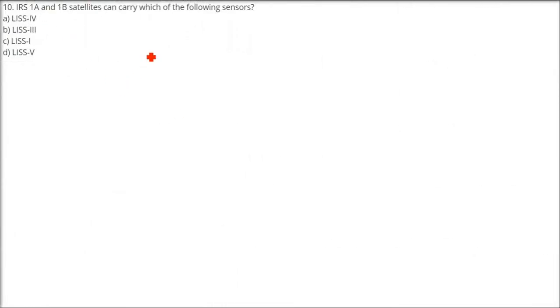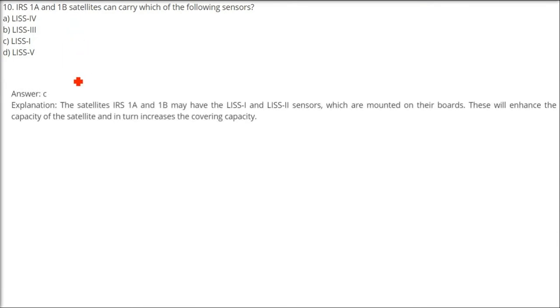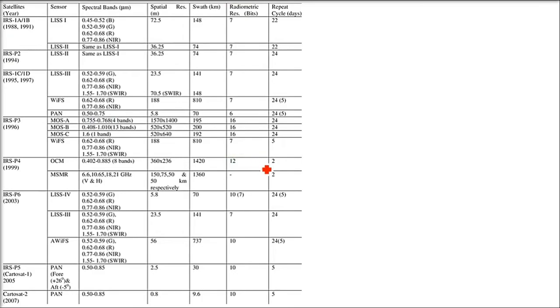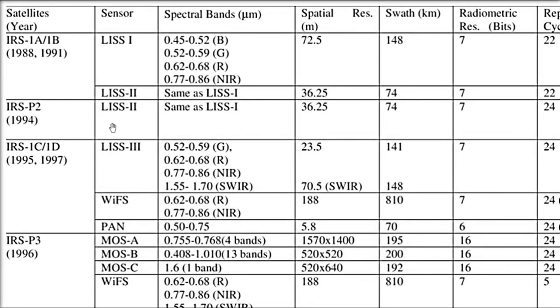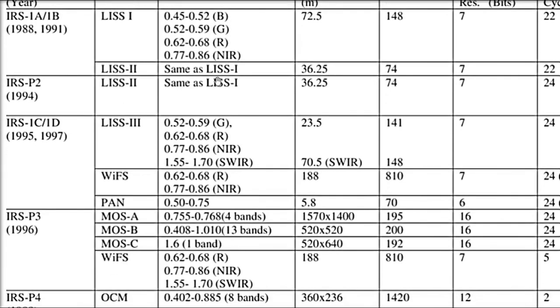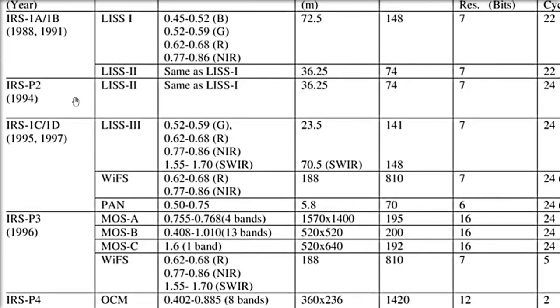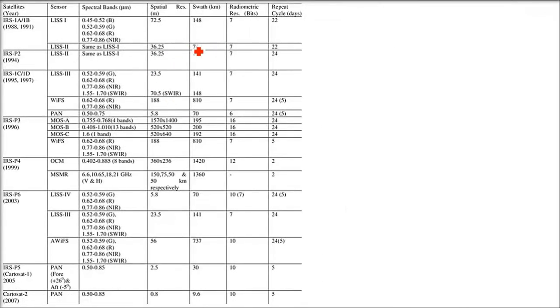Now, IRS-1A and 1B satellites can carry which of the following sensors? IRS-1A and 1B, as I said, are non-functional. These satellites may have the LISS-1 and LISS-2 sensors, which are mounted on board. Let me tell you about LISS-1 and LISS-2, because we need to know what has happened and where we have reached. IRS-1A was launched in 1988, then IRS-1B in 1991. These have 4 bands: blue, green, red, and NIR. LISS-2 is also the same as LISS-1.